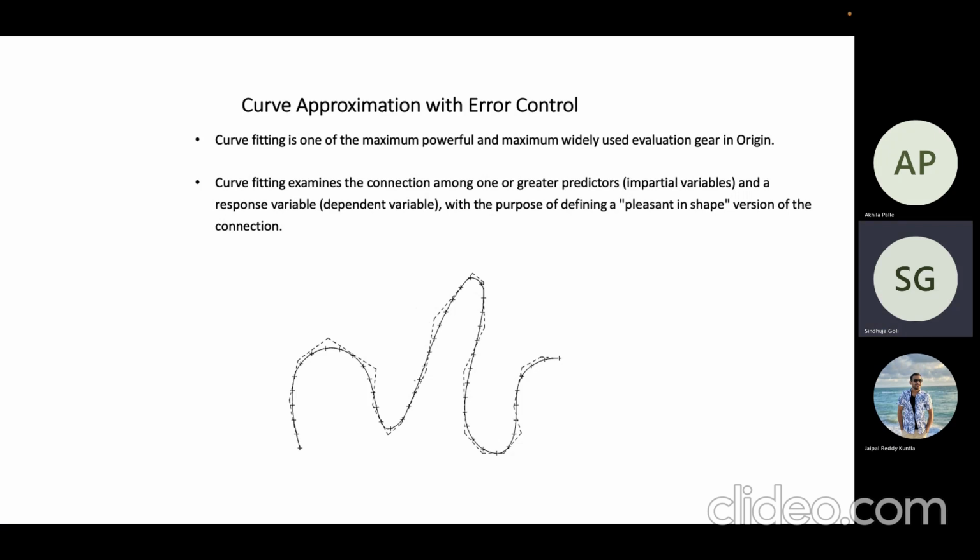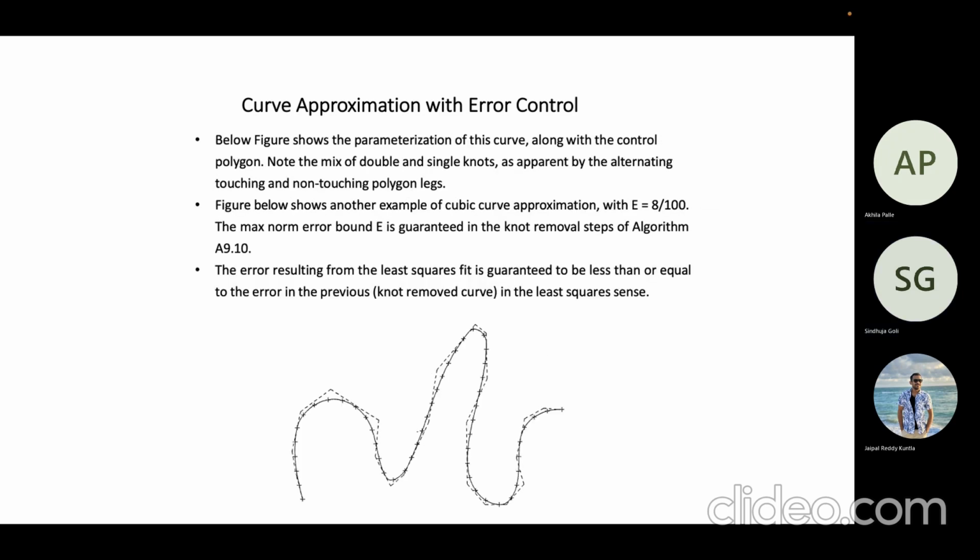Next, we have curve approximation with error control. Curve fitting is one of the most powerful and most widely used analysis tools in Origin. Curve fitting examines the relationship between one or more predictors and a response variable, which is the dependent variable, with the goal of defining a best fit model of the relationship.